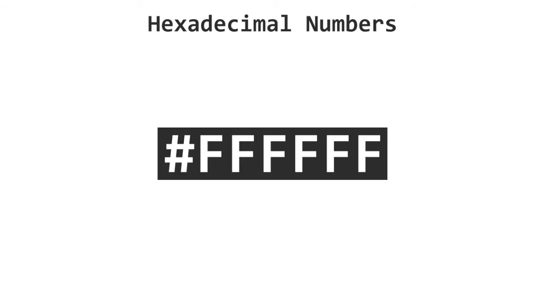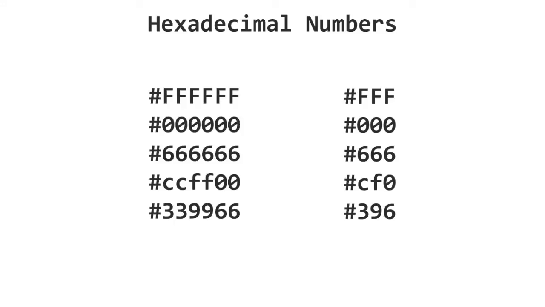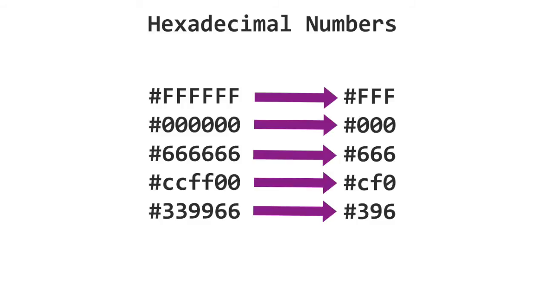If all 3 pairs are doubles, that is, each of the pairs consists of 2 of the same number, like 11, 22, 33, you can abbreviate the 6 to 3 and get the same color. But note, you can only write 6 or 3 for your hexadecimal value for color. Those are the only options.